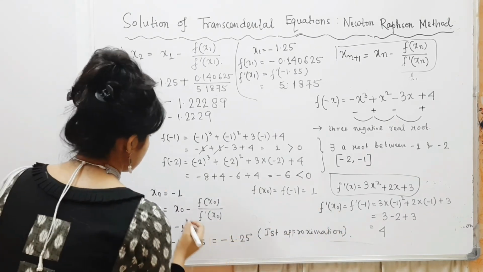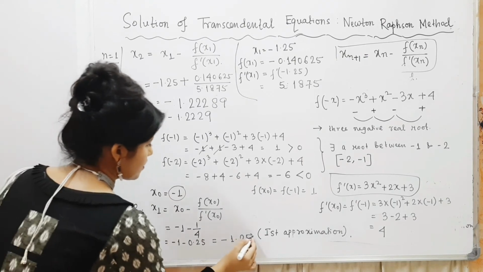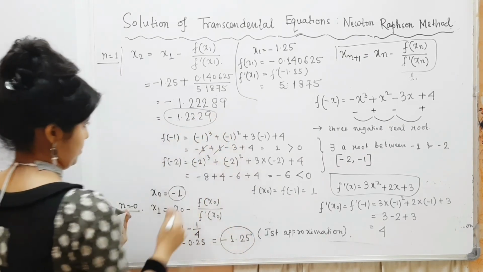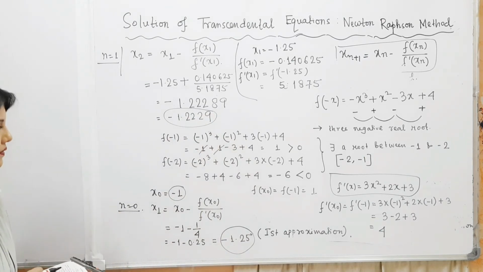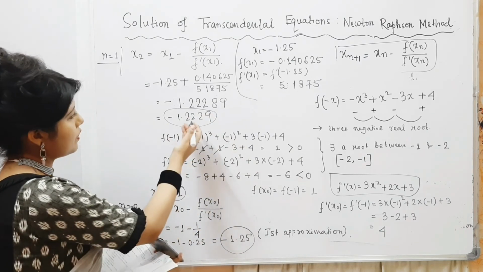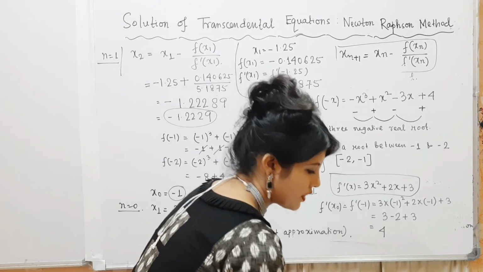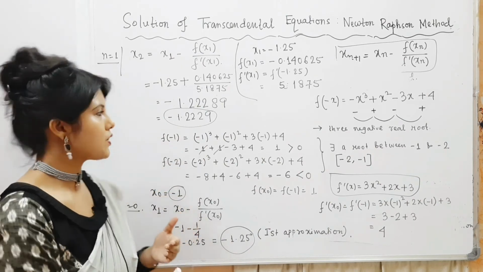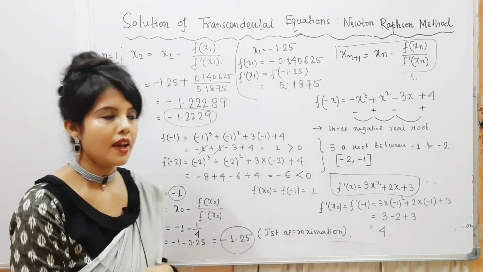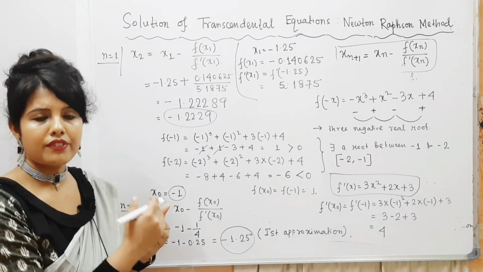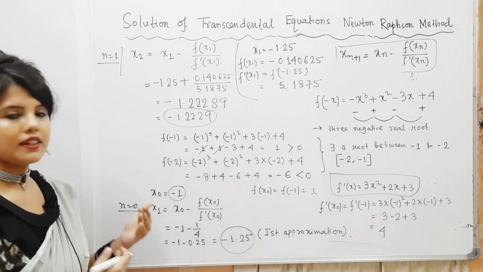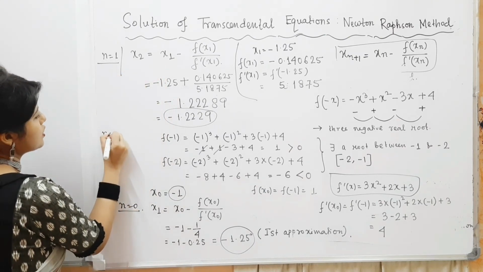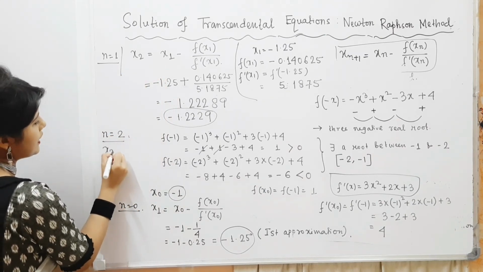So this is x2. So what is x0? That was x0, that was x1, and that was x2. Okay. So according to this, I have got the root up to 4 decimal places. Now you can continue this process by using this method: you can find out x3, you can find out x4. So for x3 you have to choose n equals 2, and this will give you x3.